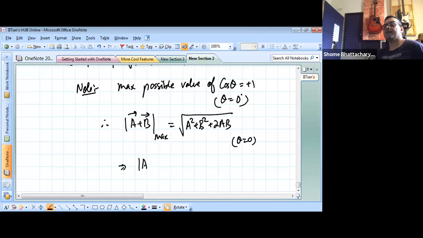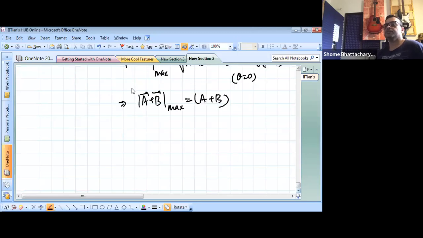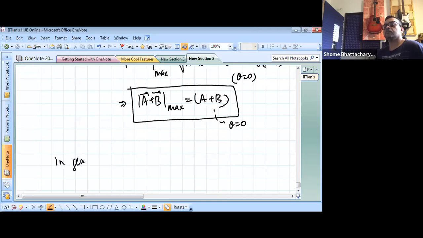Or in other words, magnitude of a plus b's maximum possible value is equal to magnitude of a plus magnitude of b, because this can be written as square root of a plus b whole square. This occurs for theta equal to 0. So in general, that is for all theta, the magnitude of a plus b can never be more than this. So it is less than or equal to a plus b.